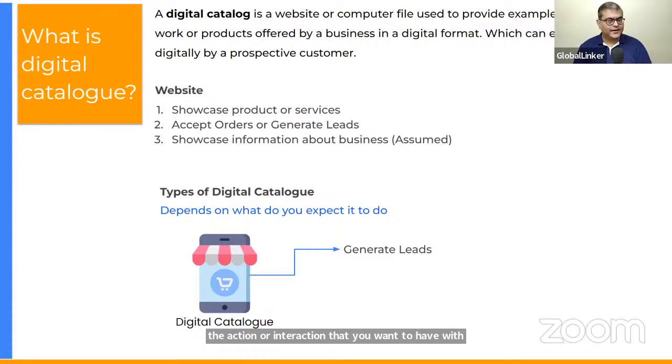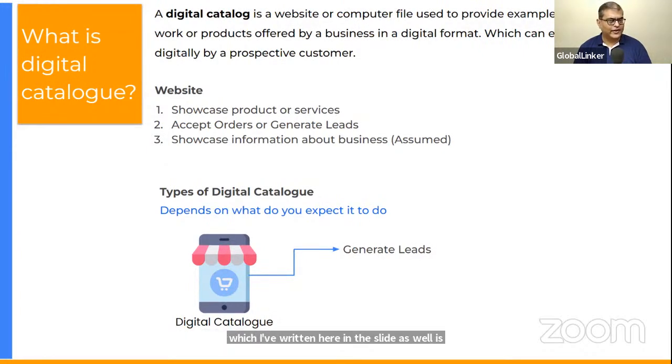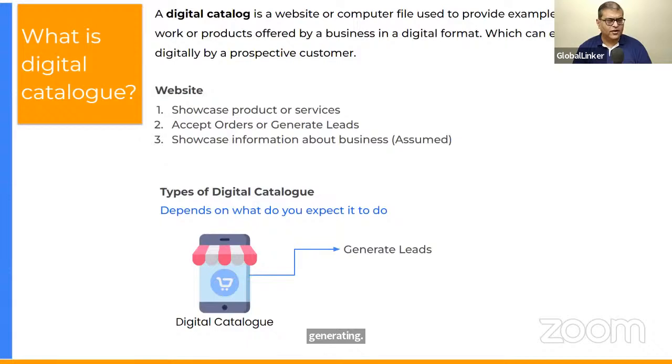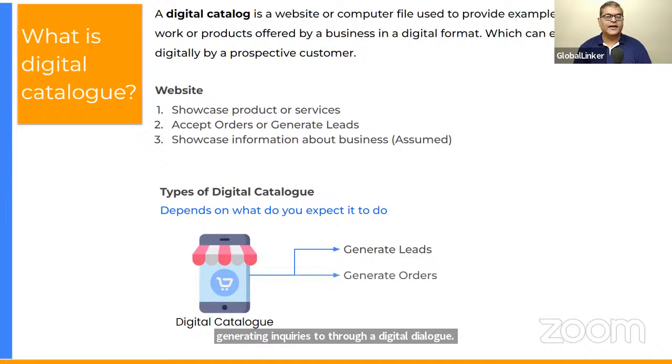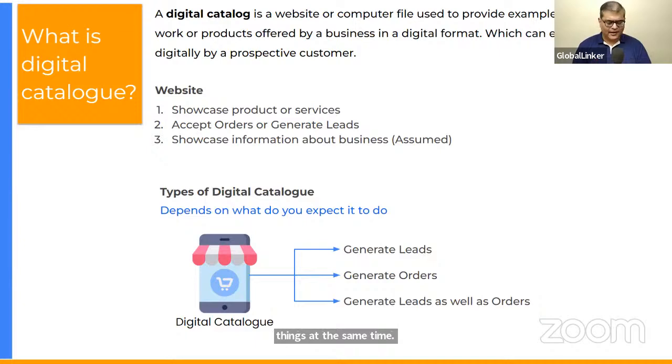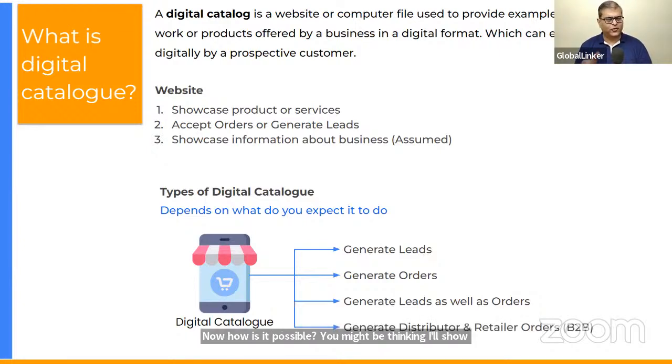So the first type of digital catalog, which I've written here in the slide as well, is generating leads, or generating inquiries, through the digital catalog. The second type is where you're generating orders, online shopping. The third is where you are doing both things at the same time. Now, how is that possible, you might be thinking. I'll show you an example. And the fourth type is where regular or routine B2B ordering happens. That is the fourth type of digital catalog that can be created.